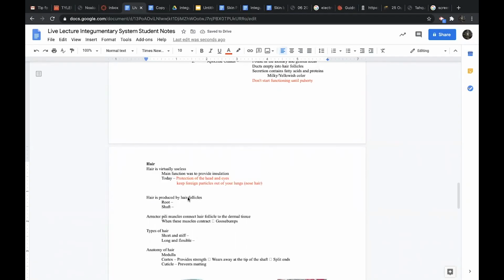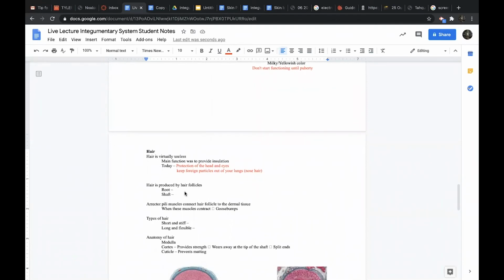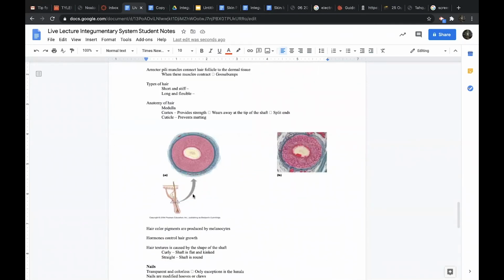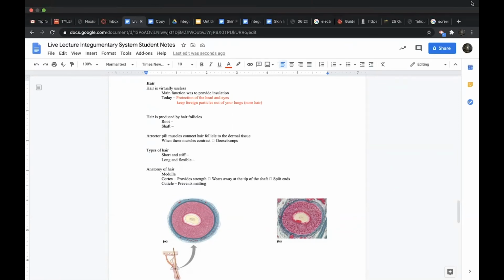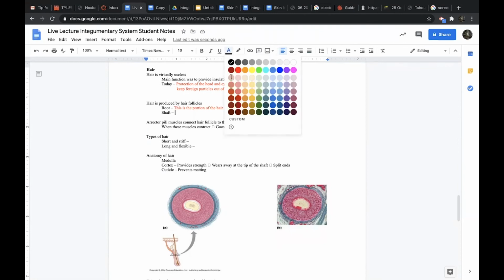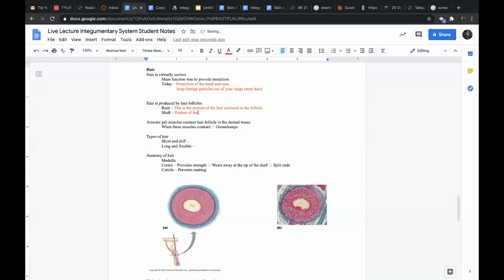Okay, hair is produced by hair follicles, and we've got some diagrams down here. The root is the portion of the hair that is enclosed in the follicle. The shaft is obviously the part that we wash and coif and clean in terms of our head hair, but that is the portion of the hair projecting from the surface. So the hair that you see is called the shaft.